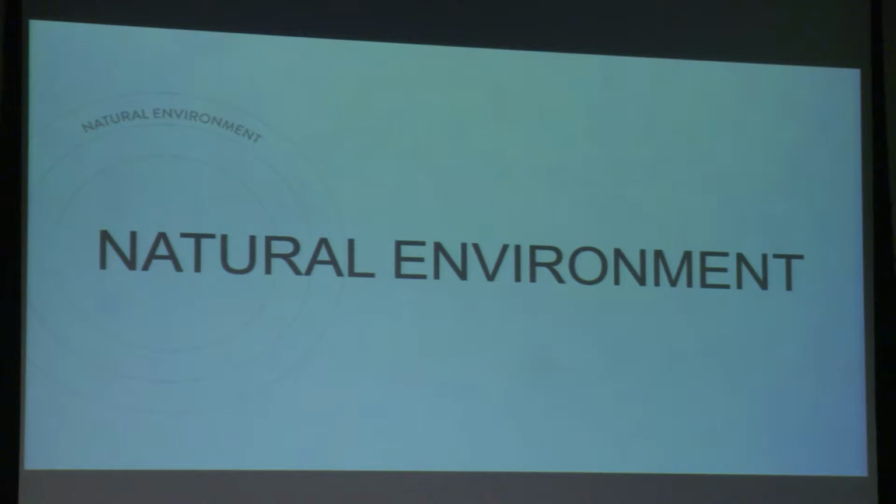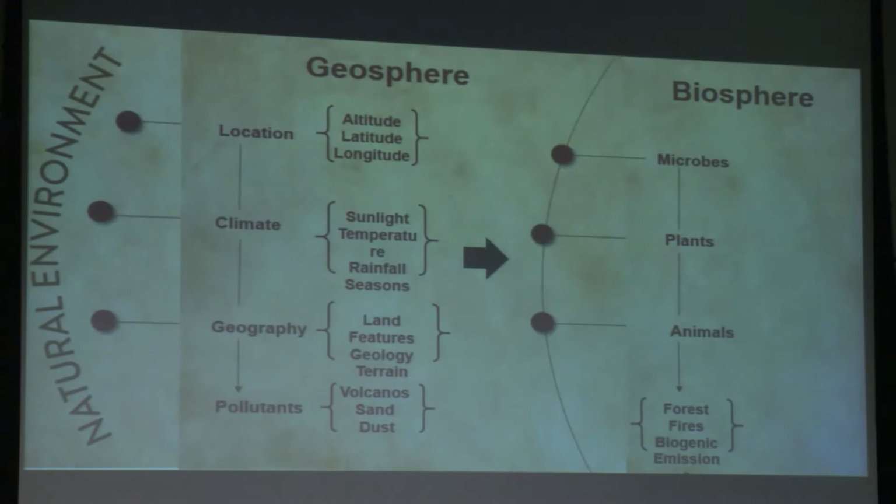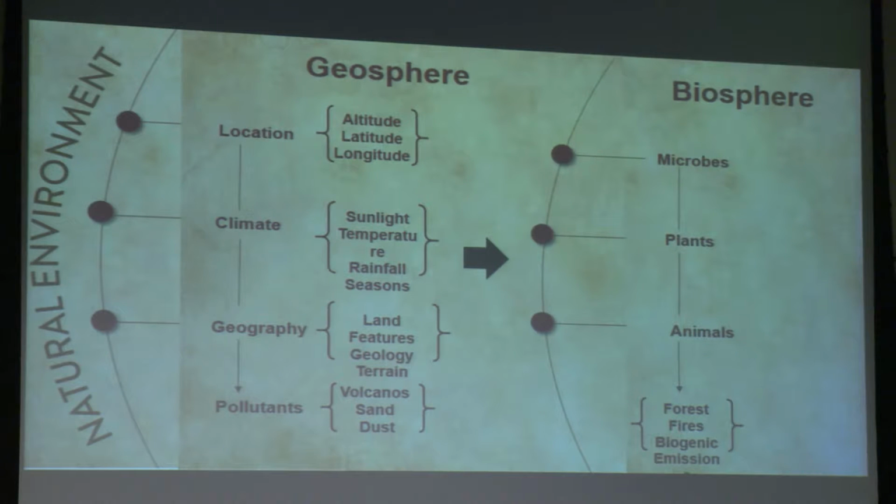This environment consists of many different components, and these components could include the basic geosphere around us, as well as a biosphere. We know that the components of the geosphere, such as location and climate and geography, have an effect on human health, but also they can affect the production of pollutants, and that could affect health indirectly, and I think we'll talk about each of these in a minute.